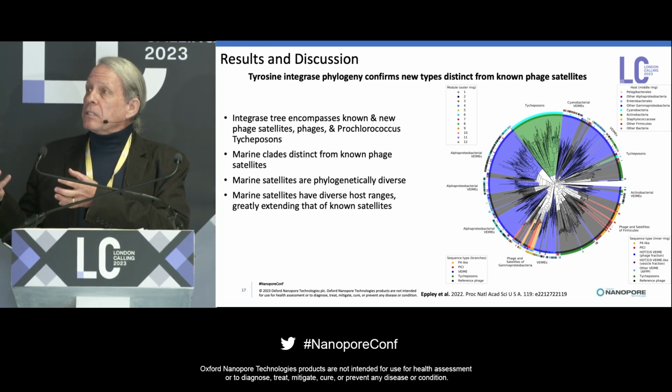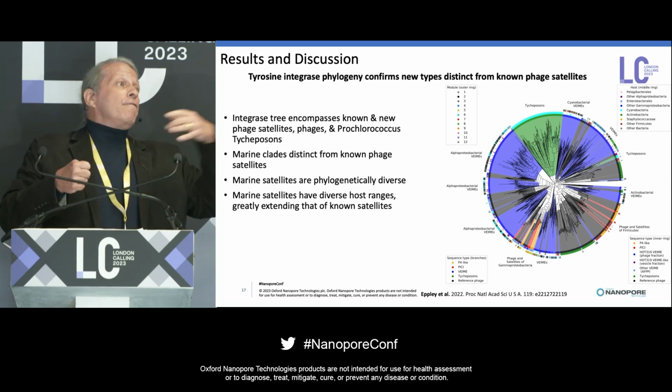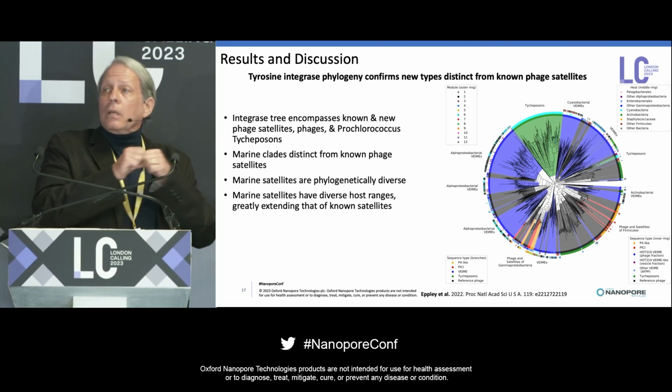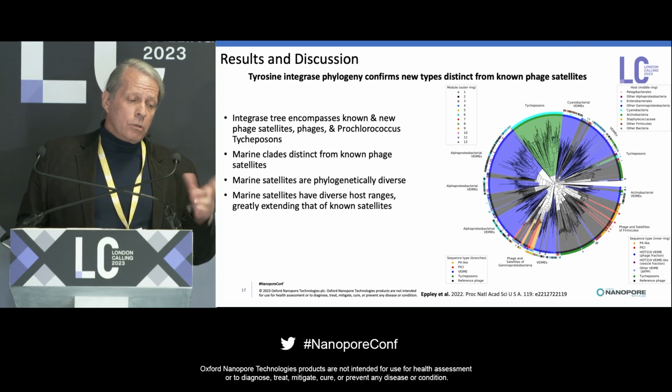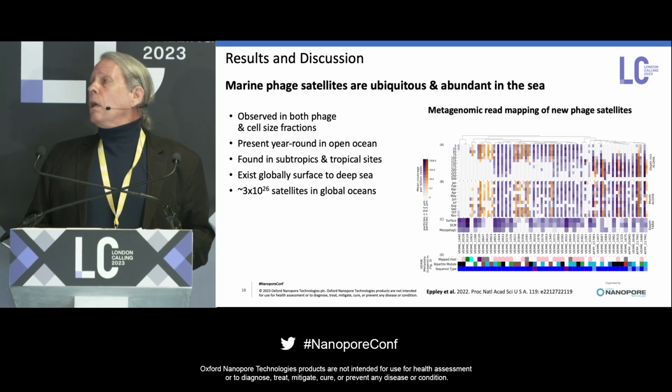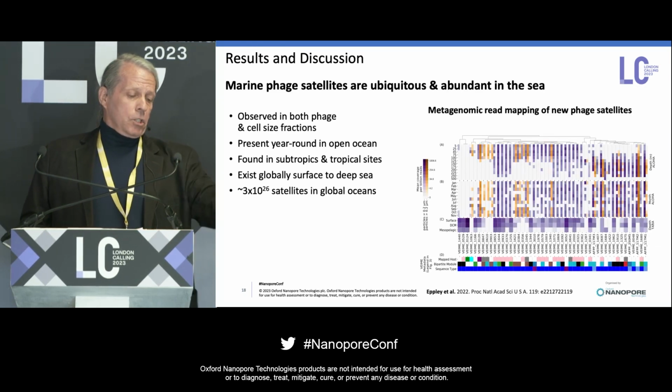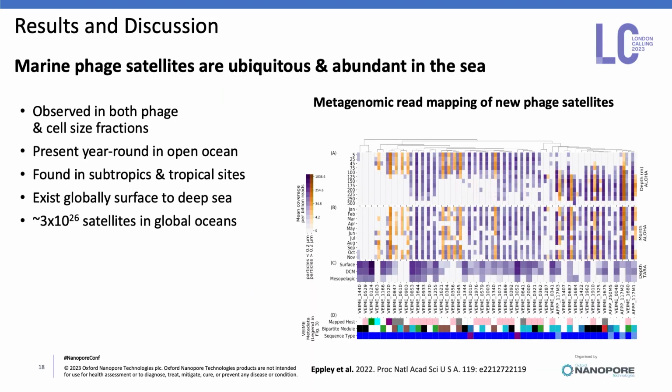So these things basically can hijack phage within these cells and propagate in this manner. So these satellites are way more abundant than we thought. And this is just a heat map showing we see them both in cells as a function of depth and over time very commonly, and they're pretty abundant.